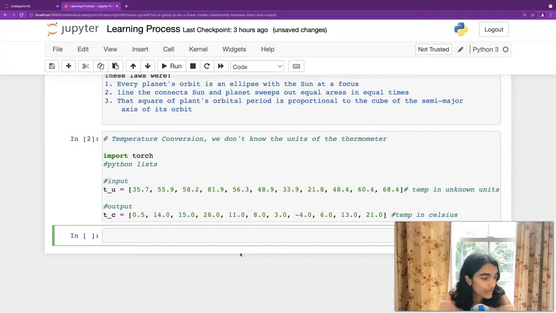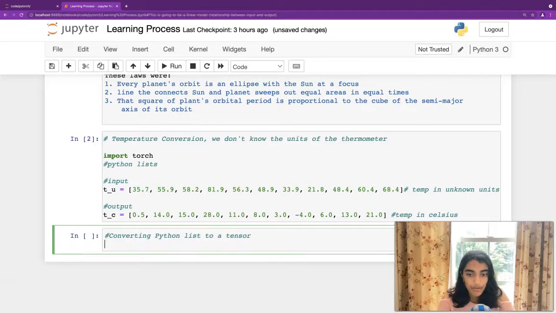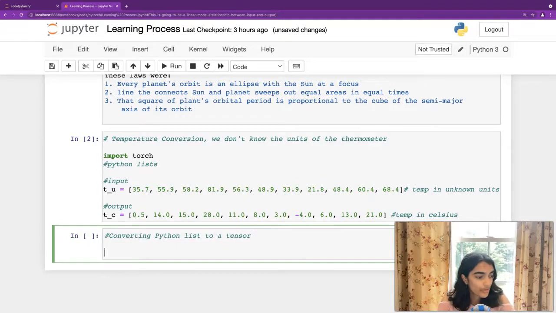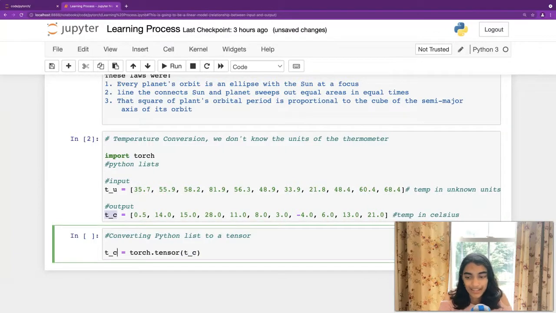Okay, so we are going to be converting a Python list to a tensor. PyTorch tensor. So we have the Celsius first, that's going to be our output. And that's going to be torch.tensor, and we pass in TC. So we're redefining TC as a tensor, using the original definition of TC to redefine it as a PyTorch tensor. So that's what we're doing here.